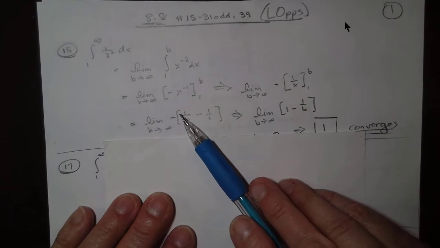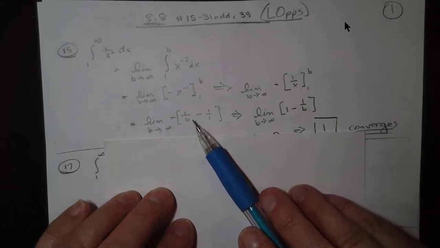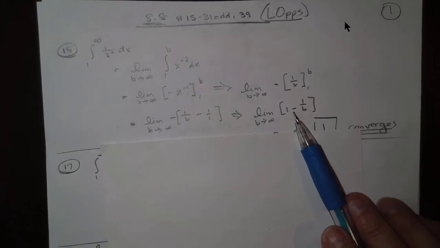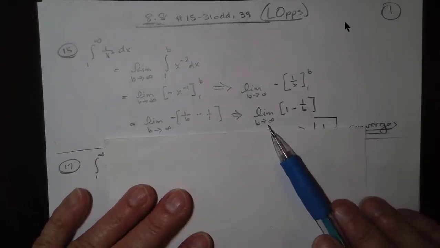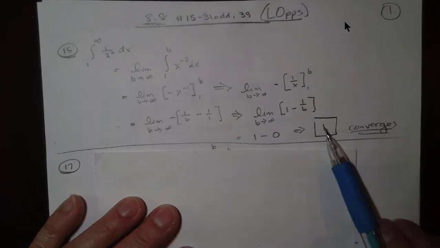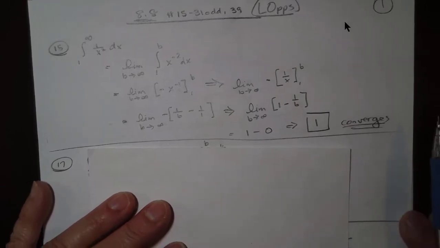So that's the negative of 1 over b minus 1, but I can now use that negative and switch the order and make it 1 minus 1 over b. And as b goes to infinity, I get 1 minus 0, which is 1. So this converges.